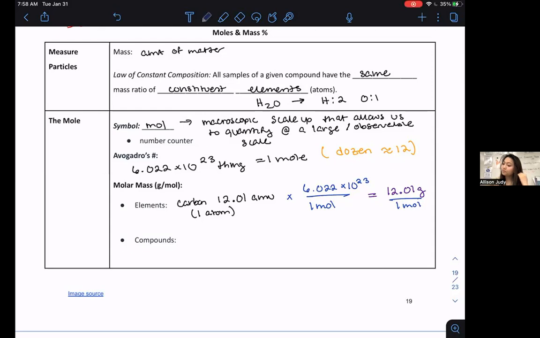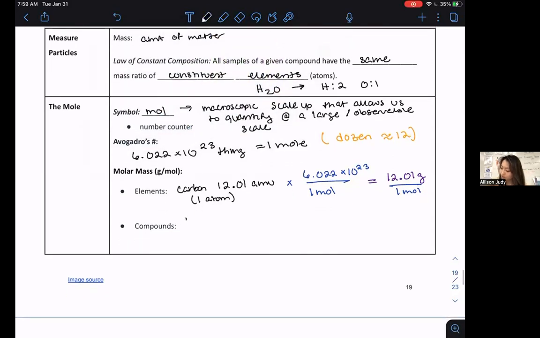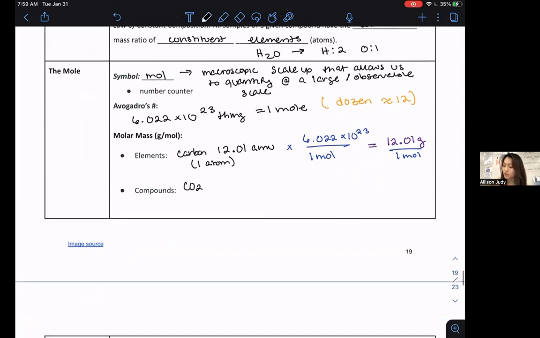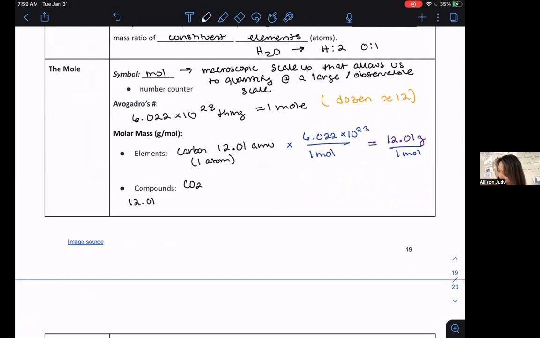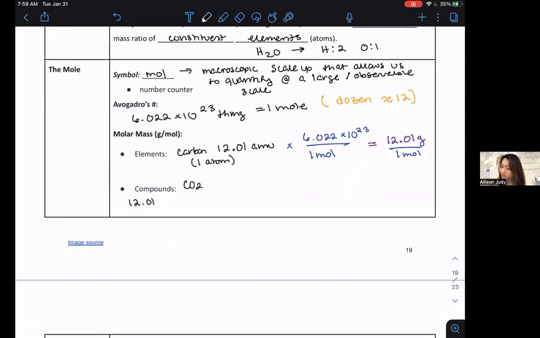So how about a compound? Let's say CO2. CO2 would have a single particle mass of 12.01 AMU, the average atomic mass, plus 2 oxygens, 2 times 16. I would get a mass of about 44.01 AMU for one particle of carbon dioxide. Now, if I want to scale that up, because I'm not going to breathe in or out just one particle of carbon dioxide, I breathe out many particles.